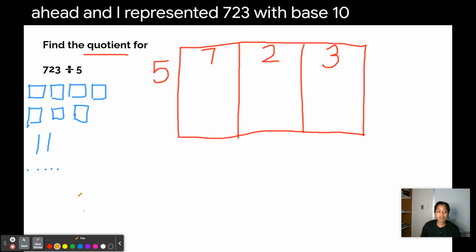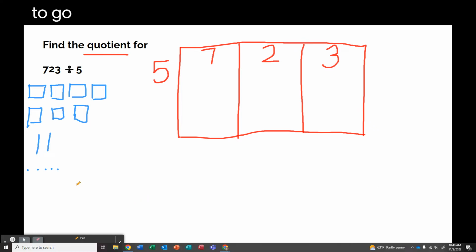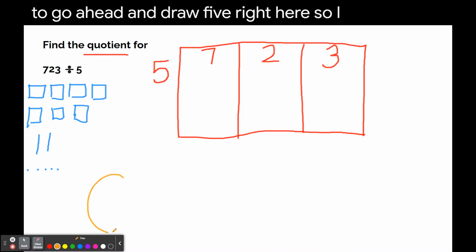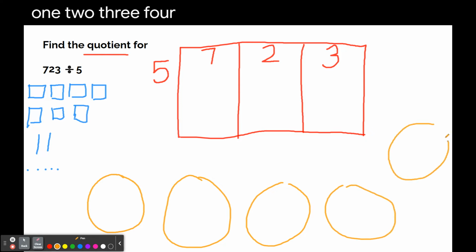I'm also going to draw 5 big circles to represent my divisor of 5. Okay, so I'm going to draw 5 right here. So I have 1, 2, 3, 4, 5. All right, let's go ahead and get started.